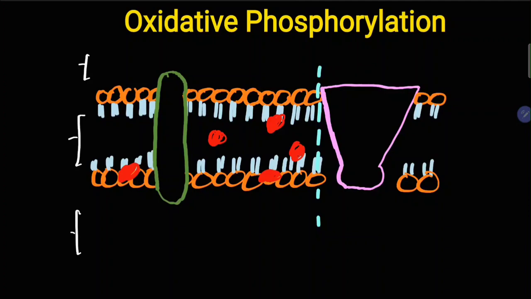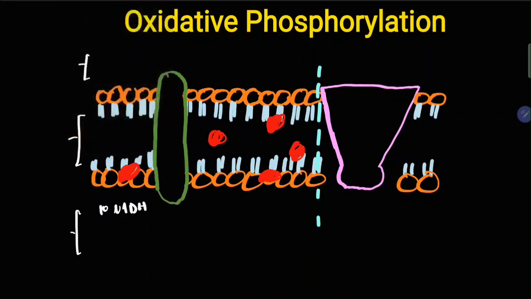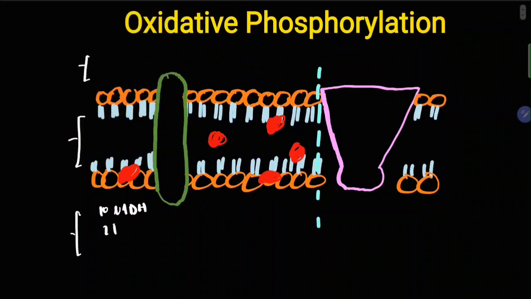So let me draw this real quick. So we have the 10 NADH. And we have the 2 FADH2. And these hydrogens that they store the energy in split into a proton and an electron.